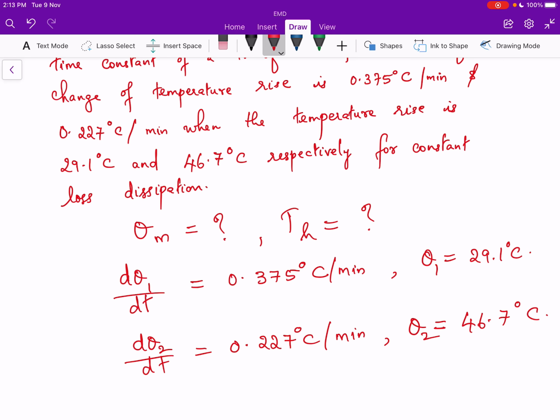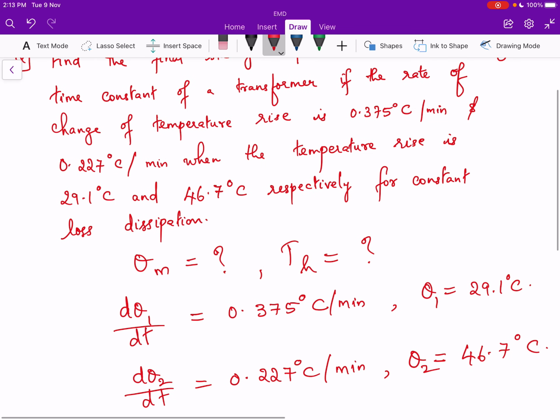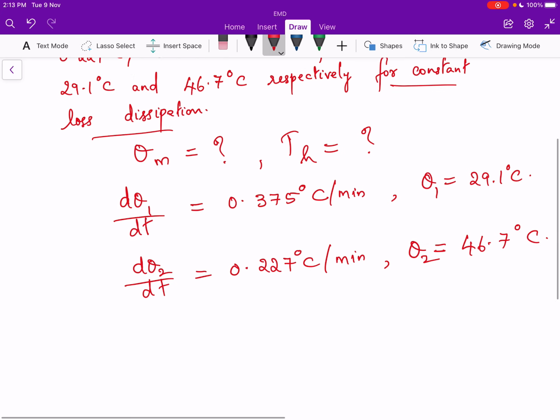So these are the parameters given in the question, that is the rate of change of temperature rise and the temperature rise corresponding to that. And it is said that the heat dissipation is constant, so constant loss dissipation. That is also given. Now we have to find theta m and Th.